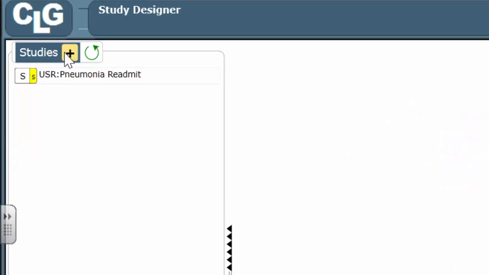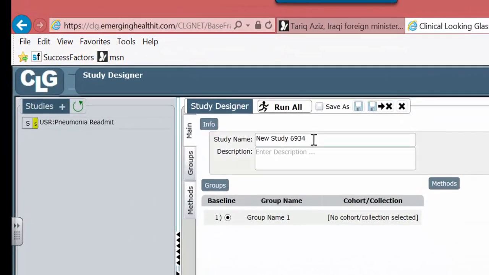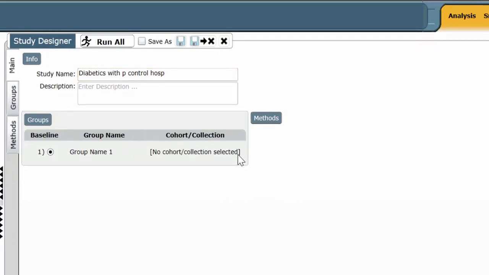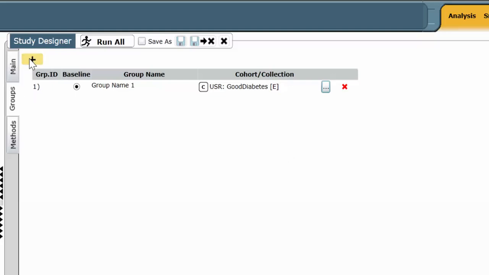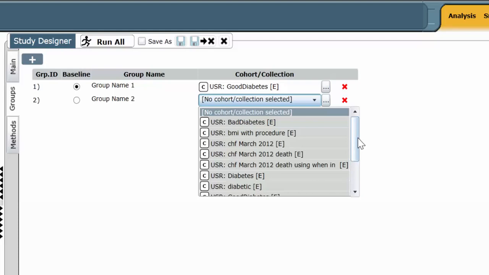Let's add another study, as we did before. We're going to write diabetics with post-control hospitalization. First step is to pull those cohorts from before. We have the good diabetics. That's going to be the baseline group. We're going to add another group. That group is going to be the bad diabetics.